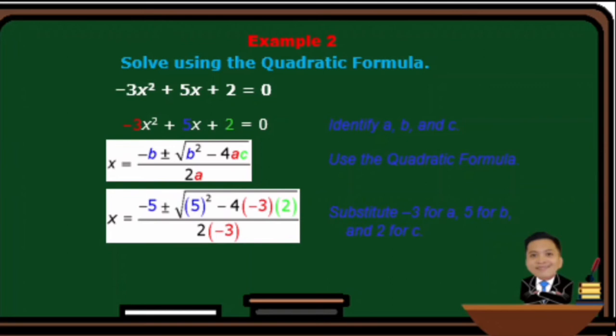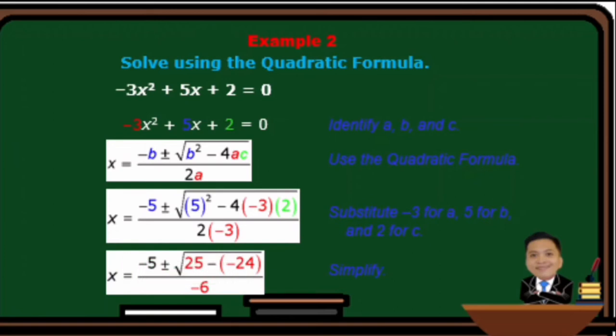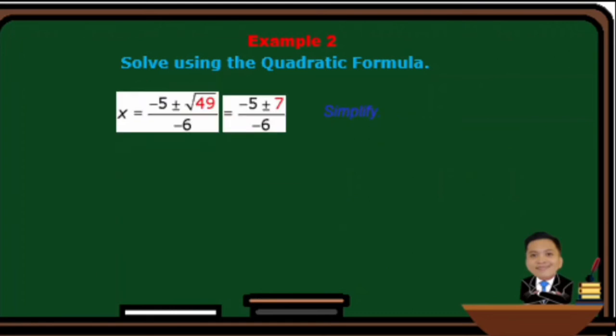And we will get x is equal to negative 5 plus or minus square root of 5 squared minus 4 times negative 3 times 2 all over 2 times negative 3. Simplify it, and we will get negative 5 plus or minus square root of 25 minus negative 24 all over negative 6. Simplify it further, and we will get x is equal to negative 5 plus or minus 7 all over negative 6.